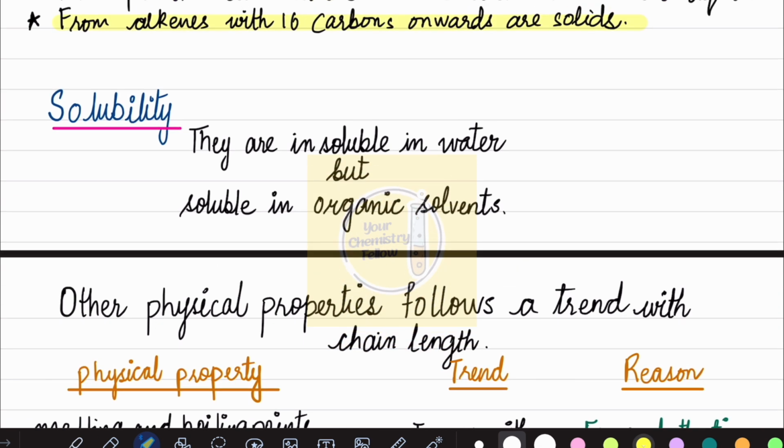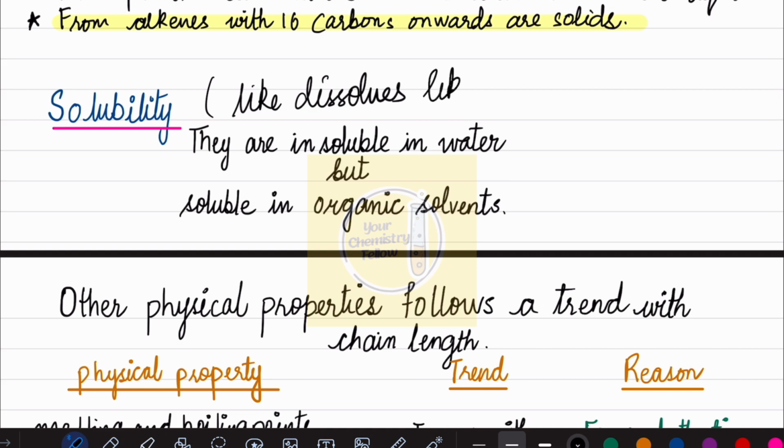Solubility follows the principle of like dissolves like. Like dissolves like, which means that polar substances tend to dissolve in polar solvents, and non-polar substances are dissolved in non-polar solvents. As organic compounds are all covalent in nature, they are insoluble in polar solvents like water, but they are soluble in organic solvents like benzene, toluene, carbon tetrachloride.